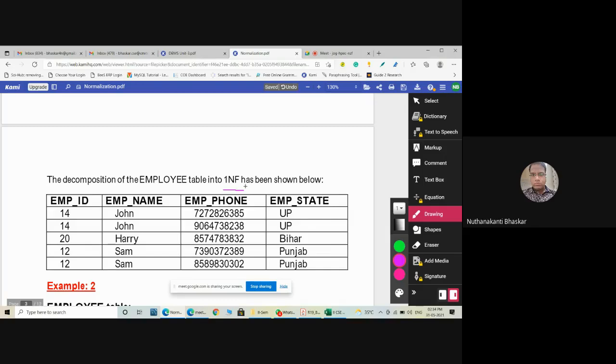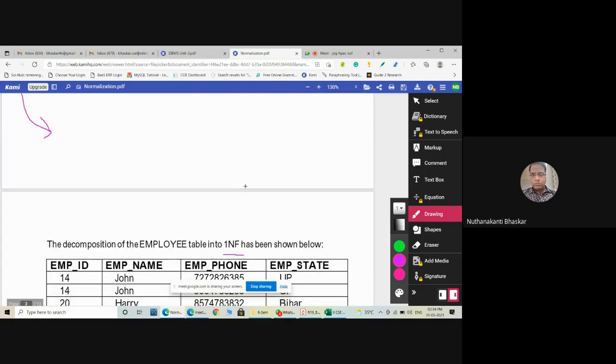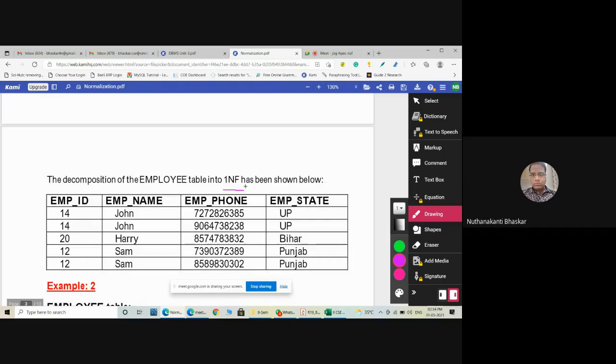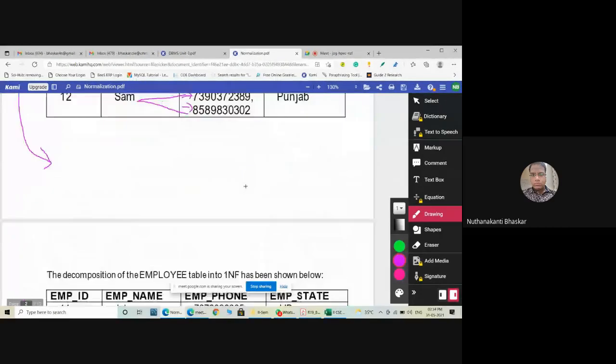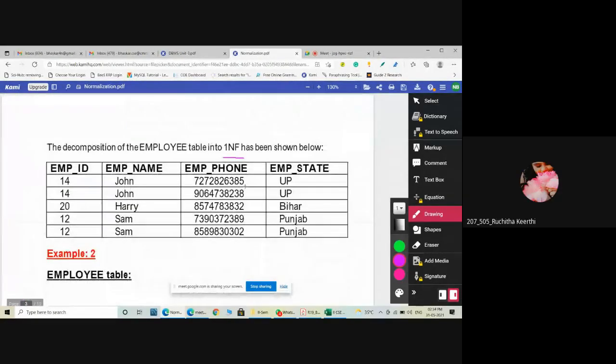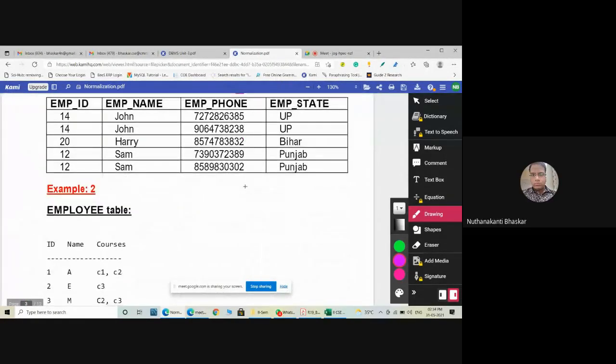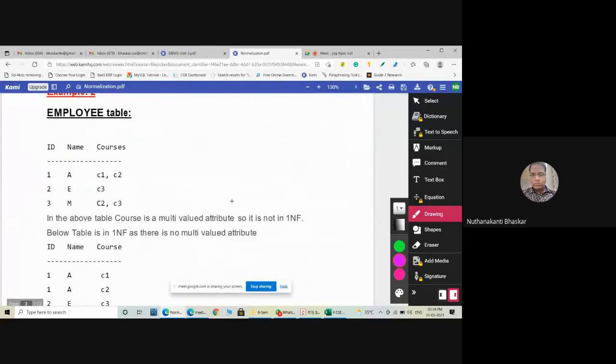Clear? Then how to convert a given relation that is not in first normal form into first normal form? All of you clear with the example? Yes, sir. One more example also we will discuss.